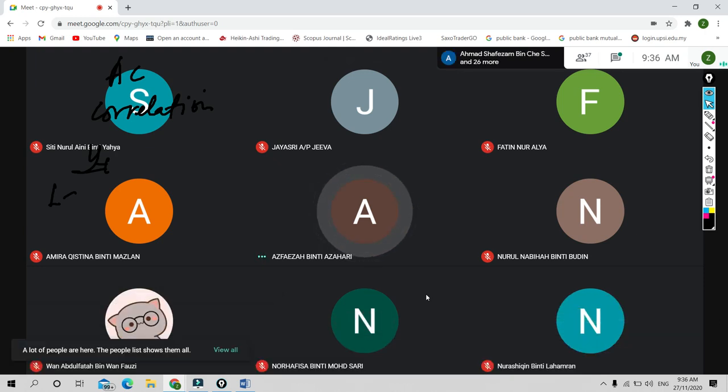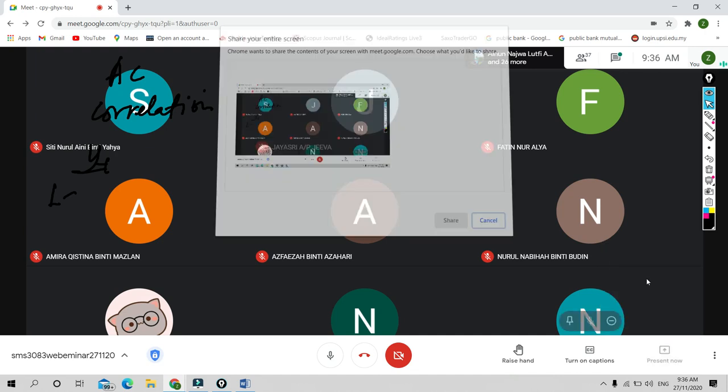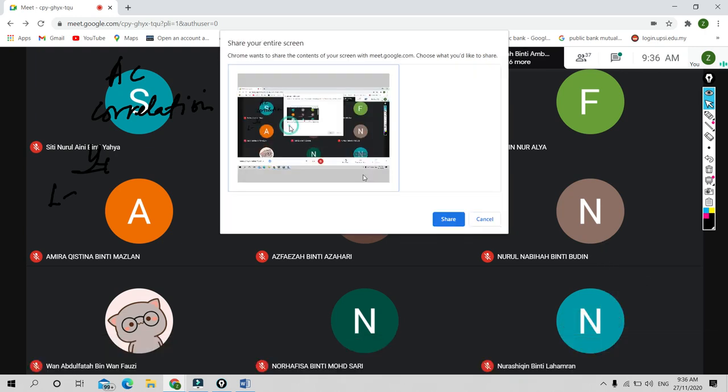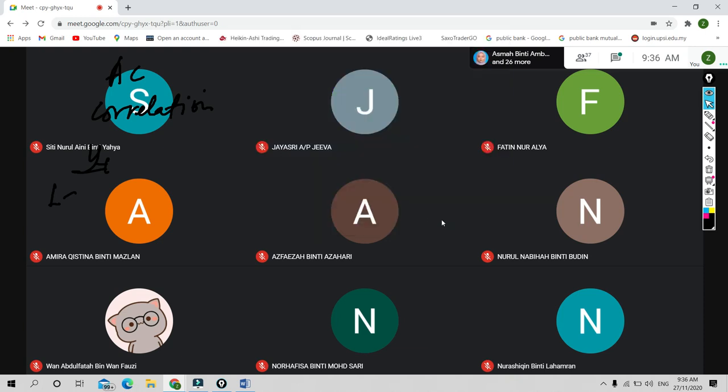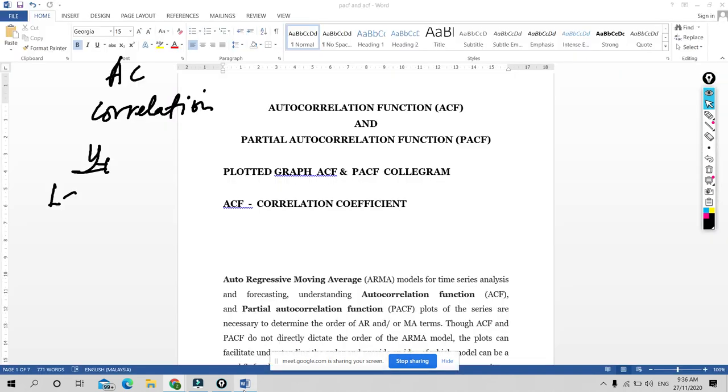Kalau I regress YT dengan YT minus 2, this is known as a lag 2. If I regress YT, my independent is YT minus 3, this is a lag 3, and so on and so forth. If I regress YT and YT minus n, this is a lag n.